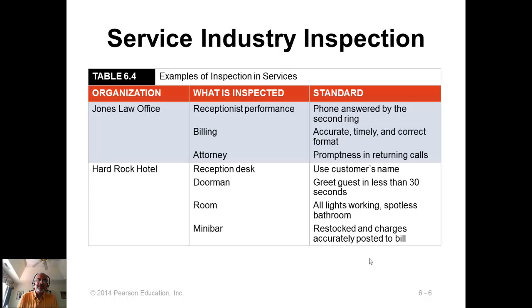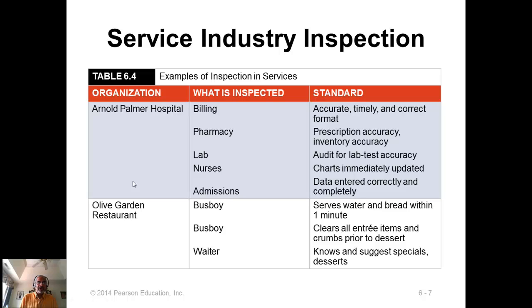Now in service industry inspection, here are some examples: a law office and a restaurant, a hospital, and so on.